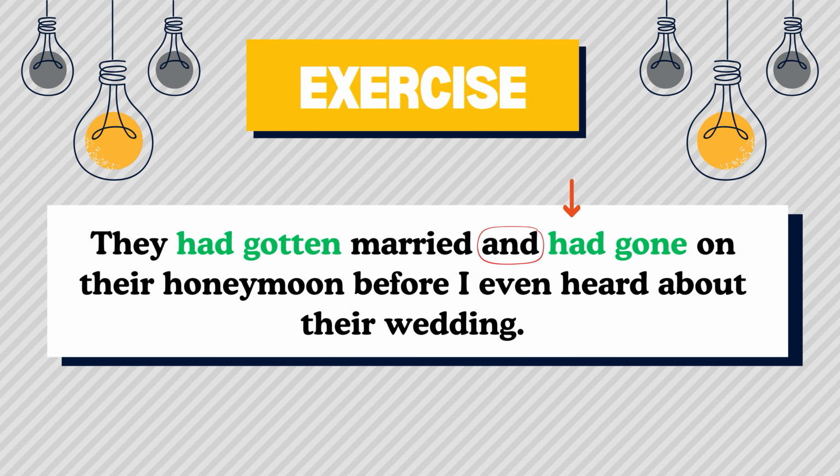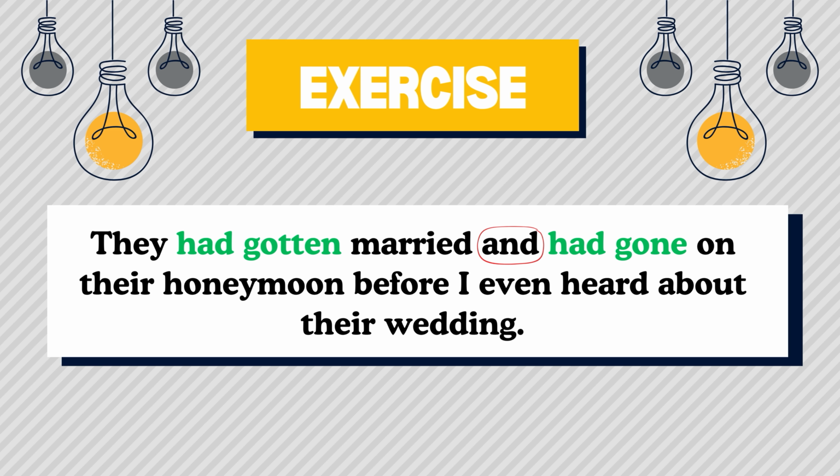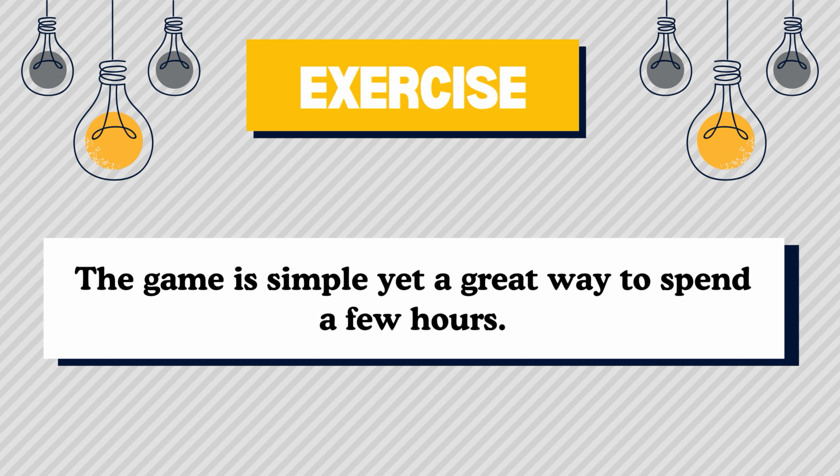But let me add something. In English, when two verbs are connected by fanboys, we don't usually need to repeat the auxiliary verb after the fanboys. It's enough to say, they had gotten married and gone on their honeymoon. We don't need to say, they had gotten married and had gone on their honeymoon. Now, let's move on to the next one.